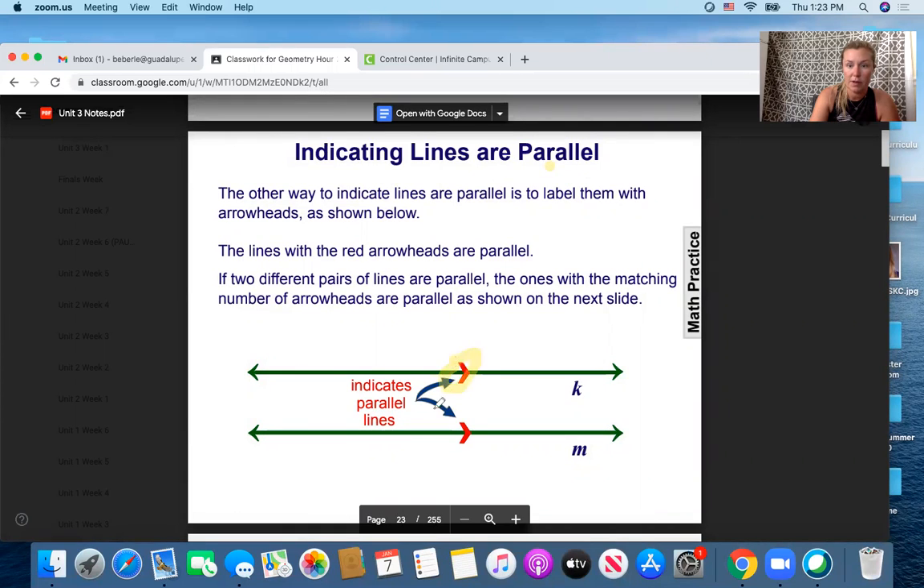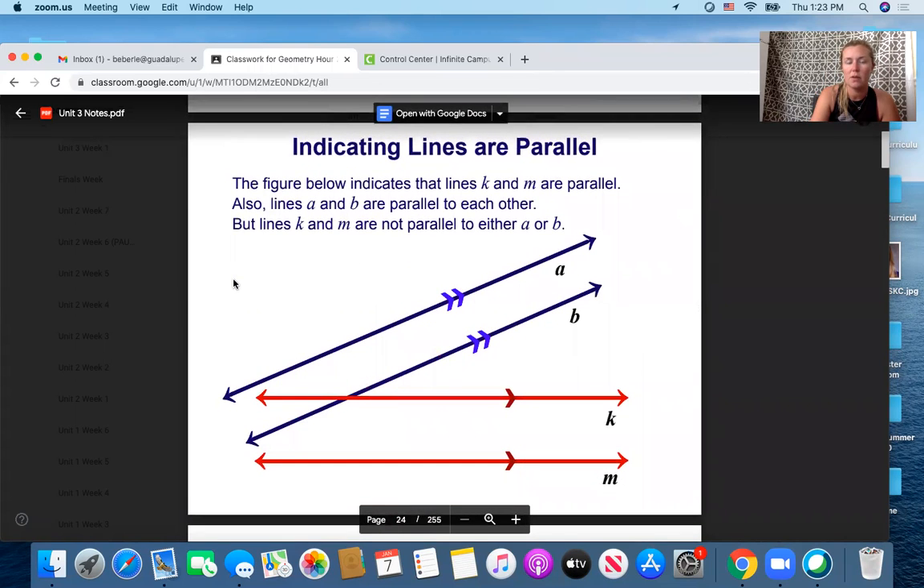Talking about right here and right here. So when there's arrows like that, that means that the two lines are parallel. You also could take a ruler and measure. If you measure the distance between here and here, and then here and here, they should all be an identical distance, because parallel lines never meet.